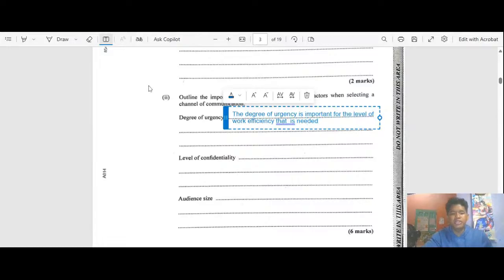So the degree of urgency in an organization will mostly rely on the amount of work efficiency that is needed, or the work productivity. If the degree of urgency is high, the work productivity or work efficiency will have to be high also.